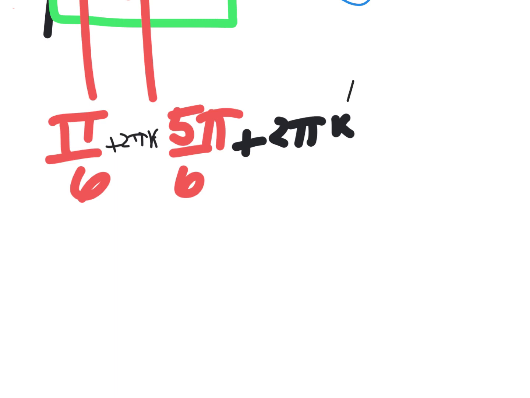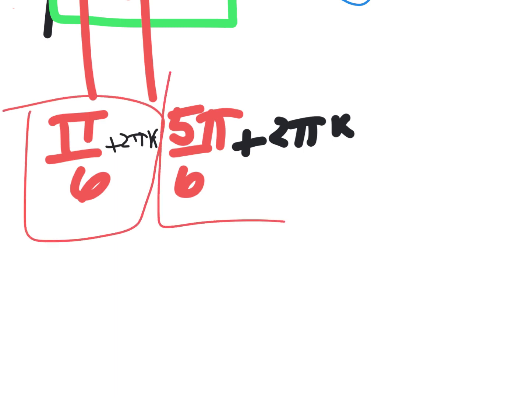So if k is 0, I didn't actually add 2 pi. If k is 1, I added 2 pi. If k is 2, I actually am adding 4 pi. See how that works? So when we say plus 2 pi k, it means I'm going to have infinite solutions by adding 2 pi over and over and over again. All right, so here's my 2 answers. Pi over 6 plus 2 pi k, 5 pi over 6 plus 2 pi k.